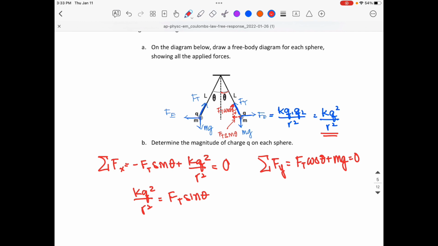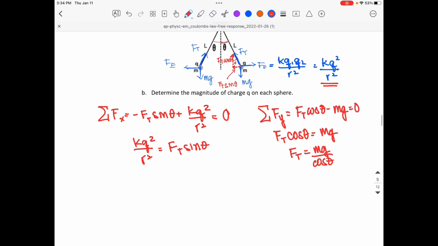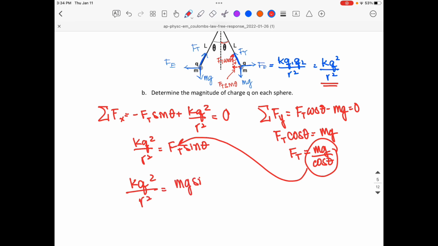This should be negative because it's pointing downward. And so FT cos theta is equal to mg, and FT is equal to mg over cos theta. So that allows us to plug this into our tension force, and we end up with kq squared over r squared is equal to mg sine theta over cosine theta.